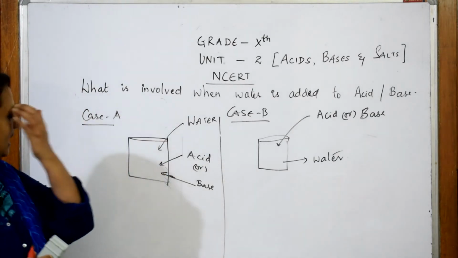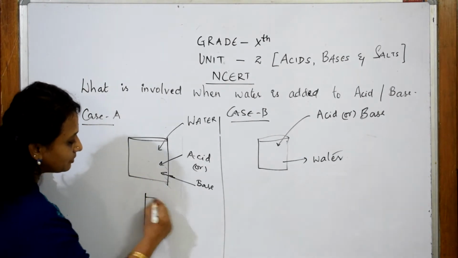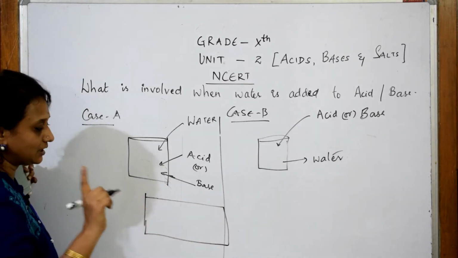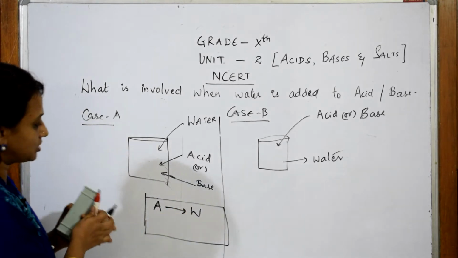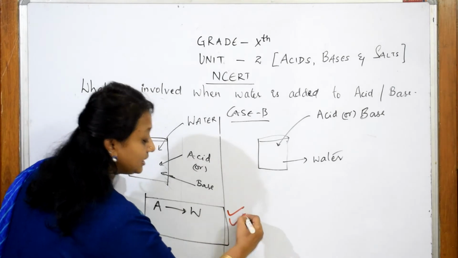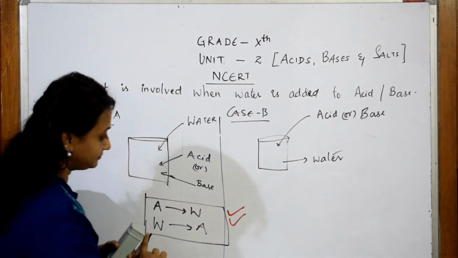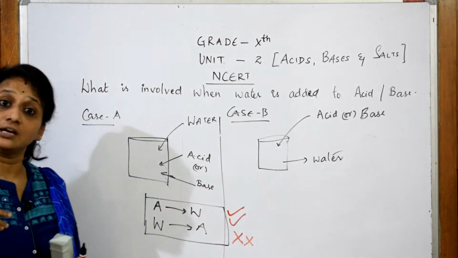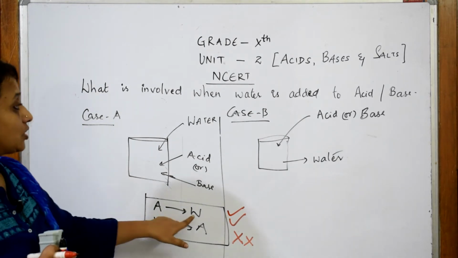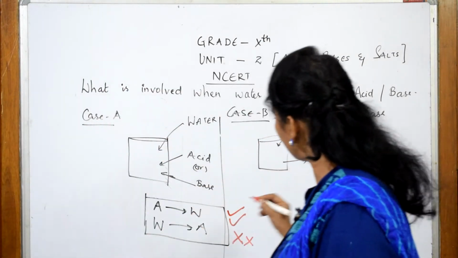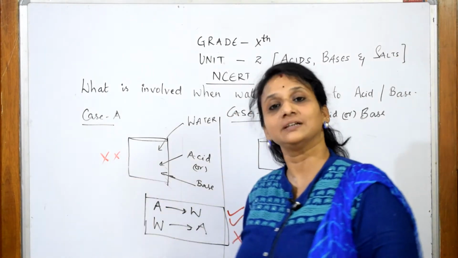Now, when deciding whether to add water to acid or acid to water, remember the first concept: always add acid to water. This is correct, a double tick. You should never add water to acid. That is a double cross. Remember this concept. Yes, students, it's clear. You should always add acid to water. This is correct, let us put a double tick. You should never add water to acid. This is a double cross.